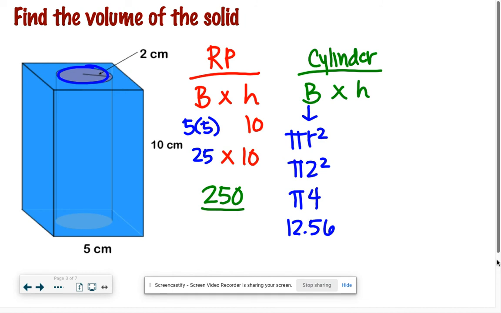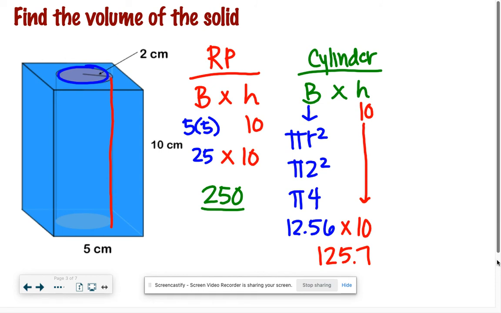Okay? And then, again, we're taking it times the height of that cylinder. Well, here's the height. Our height would be 10 as well. So we take 10 times our 12.56, which is 125.7 approximately. I must have left exact in my notes. That's okay. Not a big deal, folks.